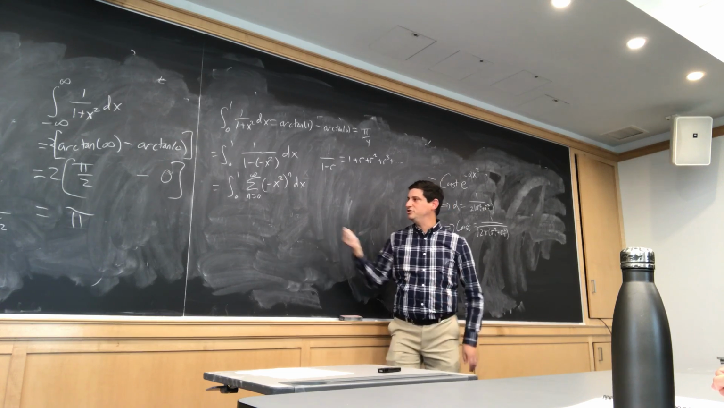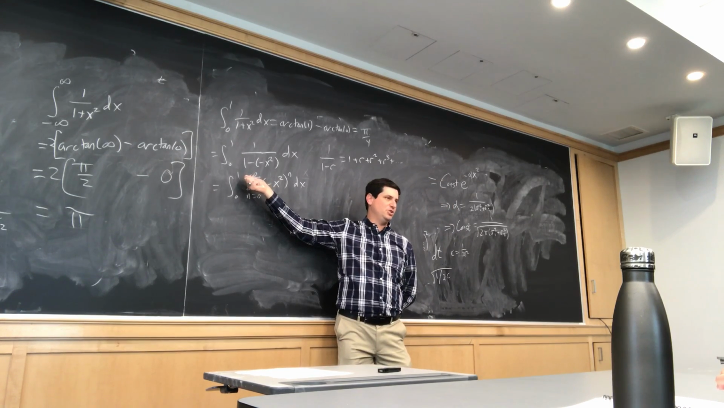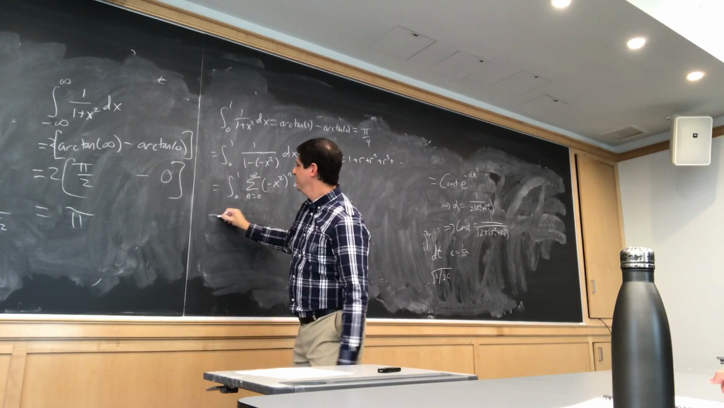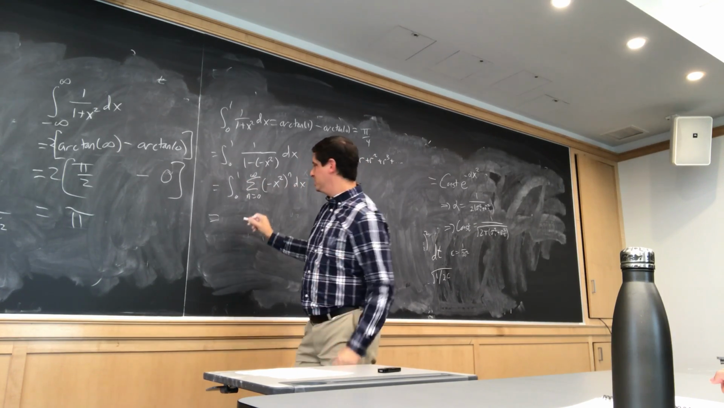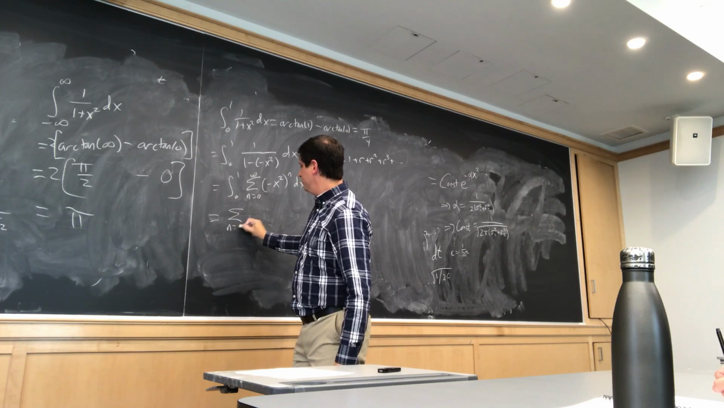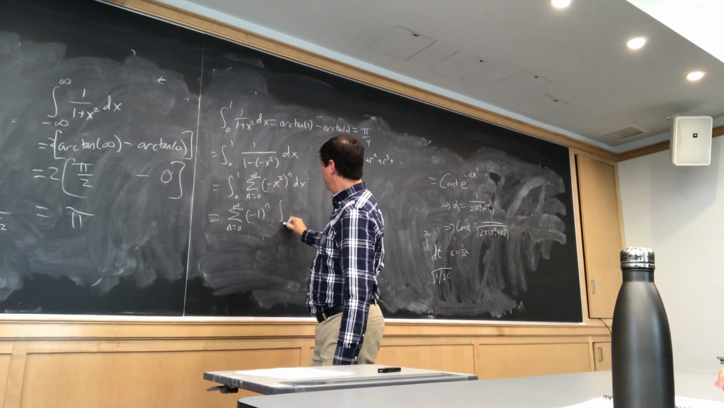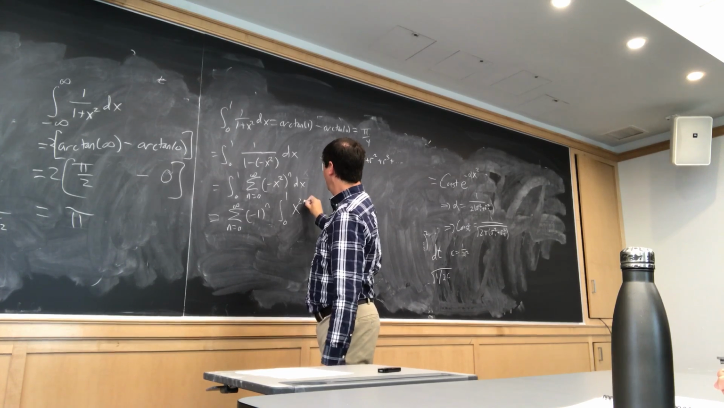Technically, what I should do is integrate to 1 minus epsilon and take the limit as epsilon goes to 0. I don't want to do that. I want to play fast and loose with the mathematics. I'm going to switch the order of sums and integrals because I want to. As n goes from 0 to infinity, I'll have a negative 1 to the n, integral from 0 to 1 of x to the 2n dx.